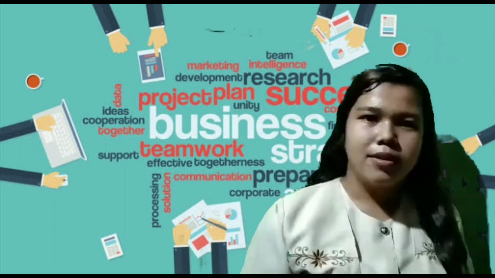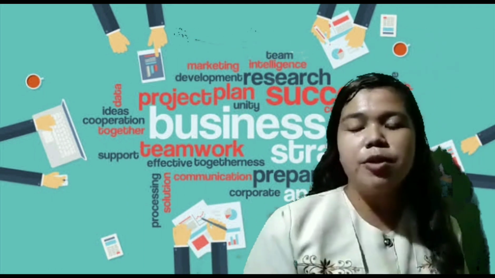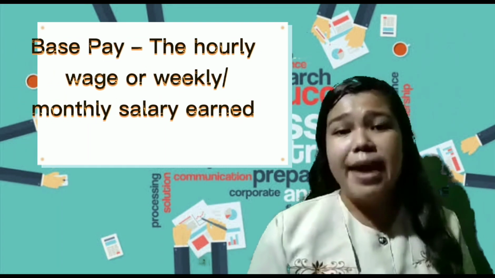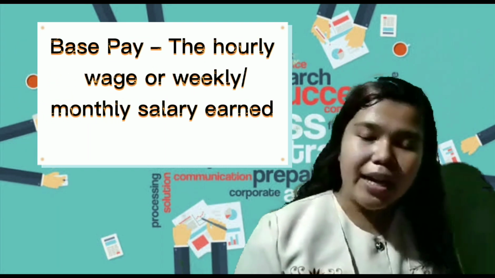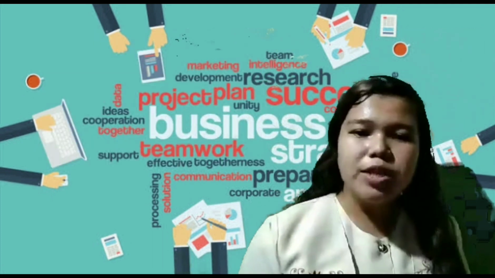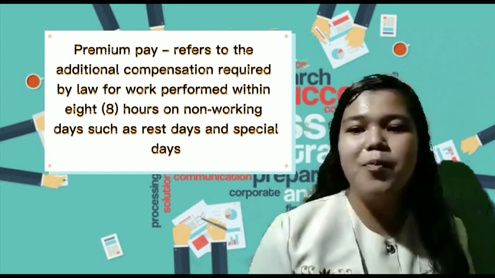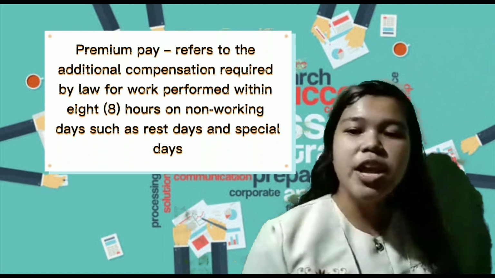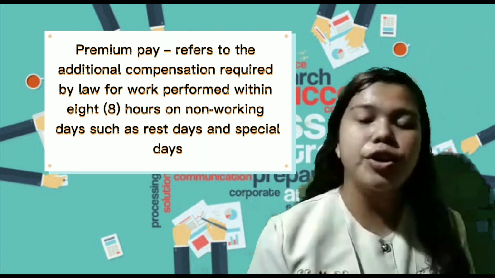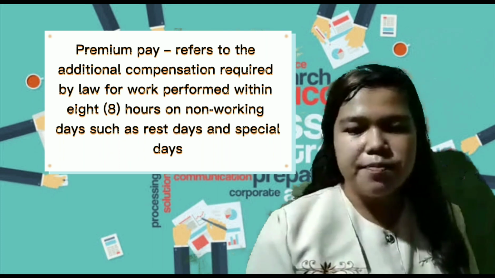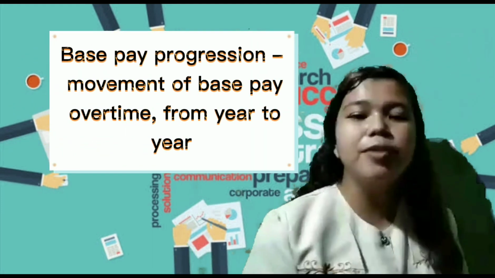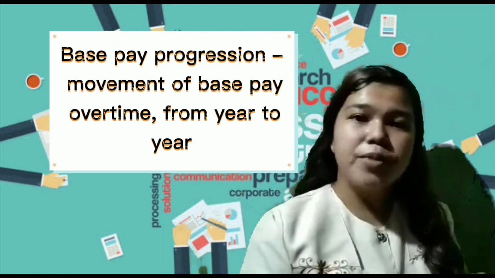So let's proceed to the main components of compensation. First is the base pay. When we say base pay, it is an hourly wage or weekly or monthly earnings. Number 2 is premium pay. Premium pay refers to the additional compensation required by law for work performed beyond 8 hours or on non-working days. Number 3 is base pay progression. It is the movement of base pay over time, from year to year.